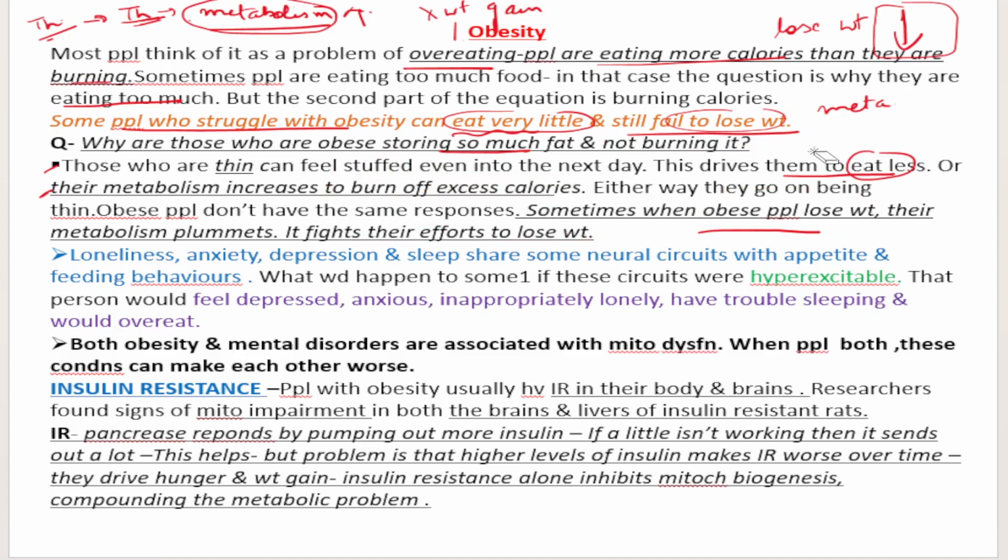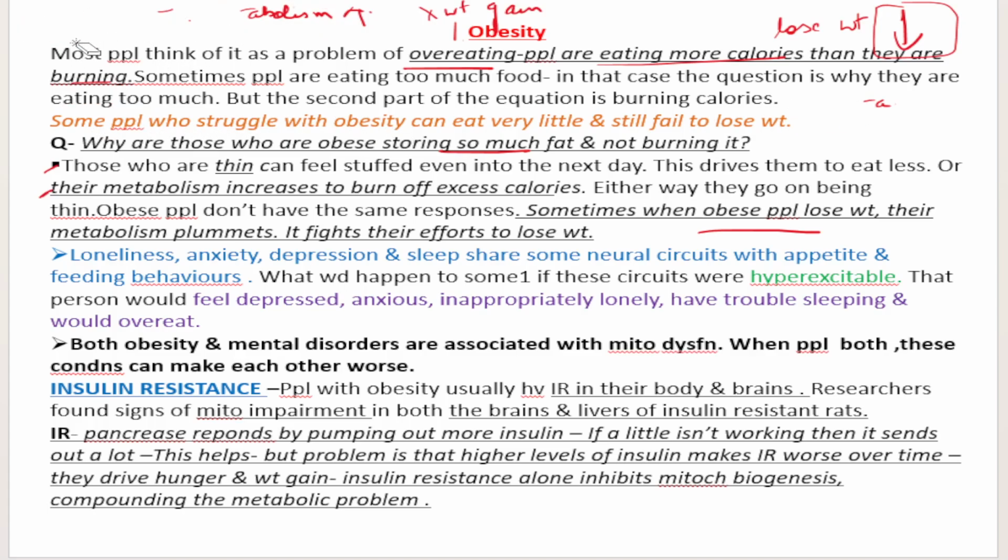So the author is suggesting that there are problems with the metabolism. Thin people may have a better metabolism, which enables them to burn more calories. Even if they eat more, the metabolism is such that it burns off the excess calories and they go on being thin. But in case of obese people, if they try to lose weight, their metabolism may plummet suddenly, and it may fight their efforts to lose weight.